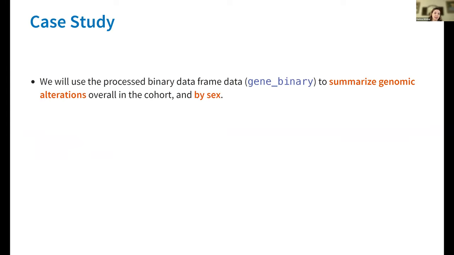So returning to our case study, we're going to take our processed gene binary object, which is just that processed binary data frame, and we're going to summarize the genomic alterations overall in the cohort, and also we're going to do a summary by sex. So in this case, just male or female, given the data that we have. In order to do this, first, we're going to need to join our clinical sex variable onto our processed genomic data frame.